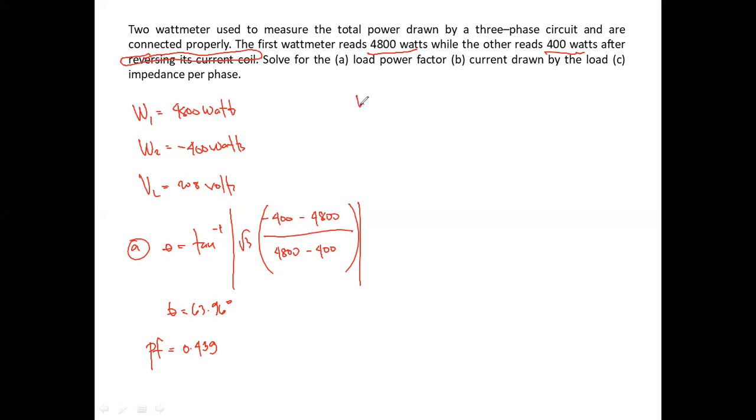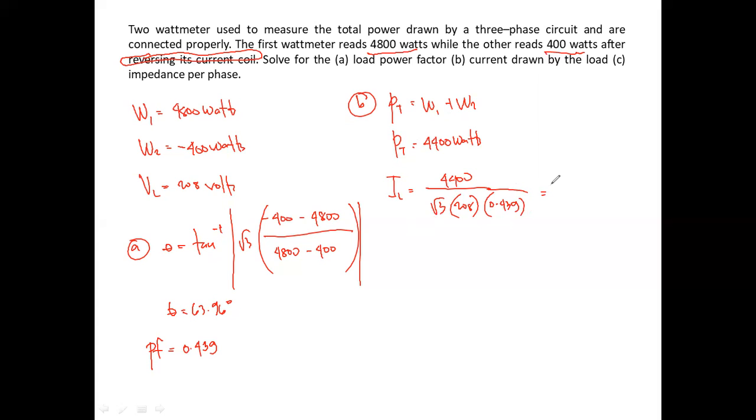So for letter B, to calculate the total current drawn by the load, we need to calculate the total power, which is wattmeter 1 plus wattmeter 2. So the total power would be 4,400 watts. Such that we can calculate the line current, that's 4,400 over square root of 3 times the voltage, so that's 208, times the power factor 0.439. That's 27.82 amperes.